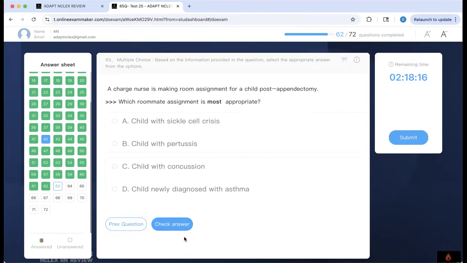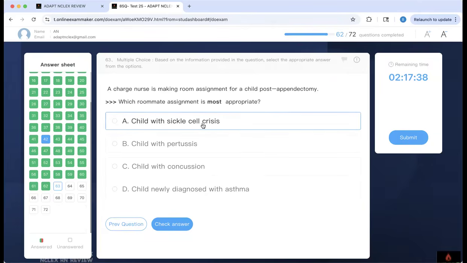A charge nurse is making a room assignment for a child post-appendectomy. Which room assignment is the most appropriate? Sickle cell patient, pertussis, concussion, diagnosed with asthma. Which assignment is appropriate for appendectomy? Make sure it does not get infected. Which one?